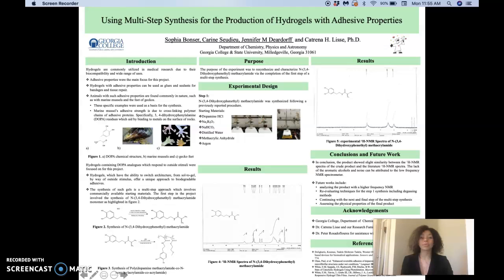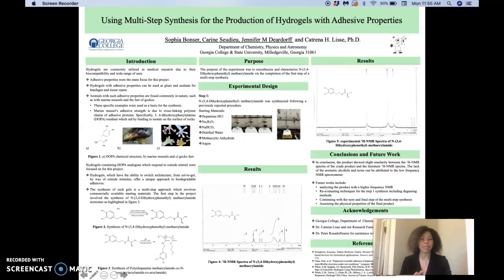In case you're unfamiliar with what a hydrogel is, it is a network of synthetic hydrophilic cross-linked polymers that have the unique capability of acting as both a solid and a gel at the same time. When they are exposed to external stimuli, they're able to switch between the two architectures.